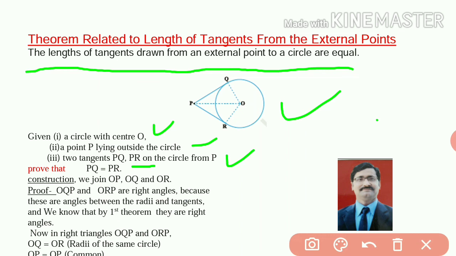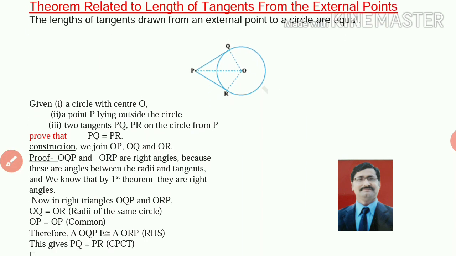Construction: we join OP, OQ and OR. Proof: angles OQP and ORP are right angles because these are the angles between the radii and tangents, and we know already that tangents are perpendicular to the radius. We know by the first theorem they are right angles. Now you take two triangles.